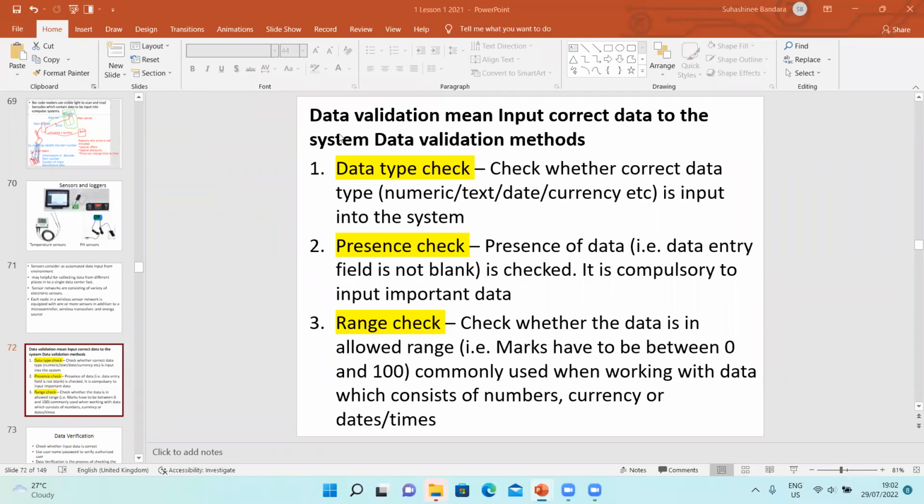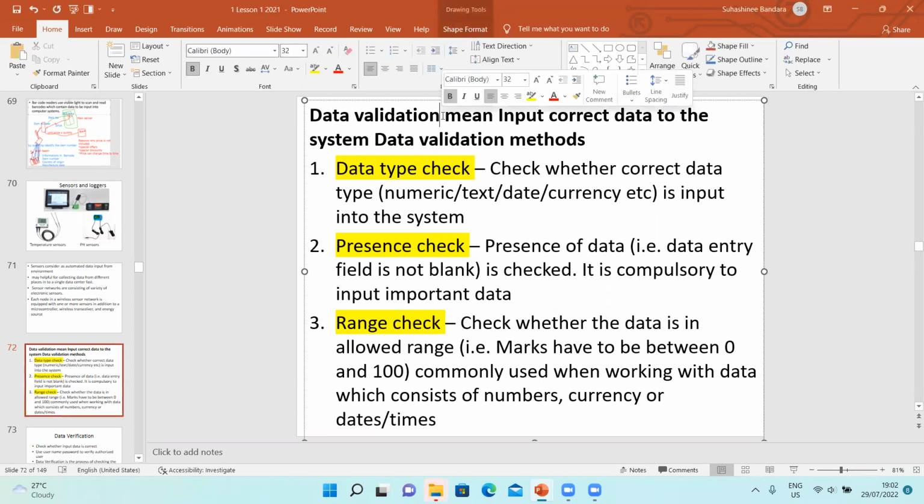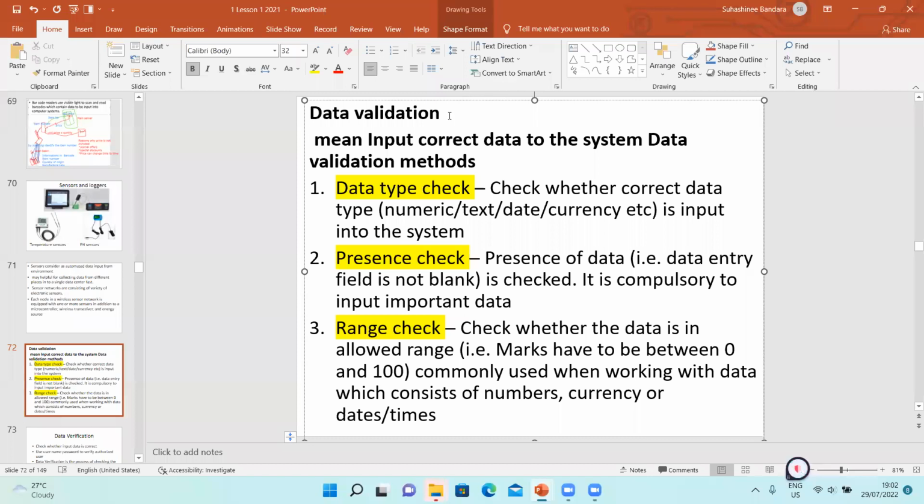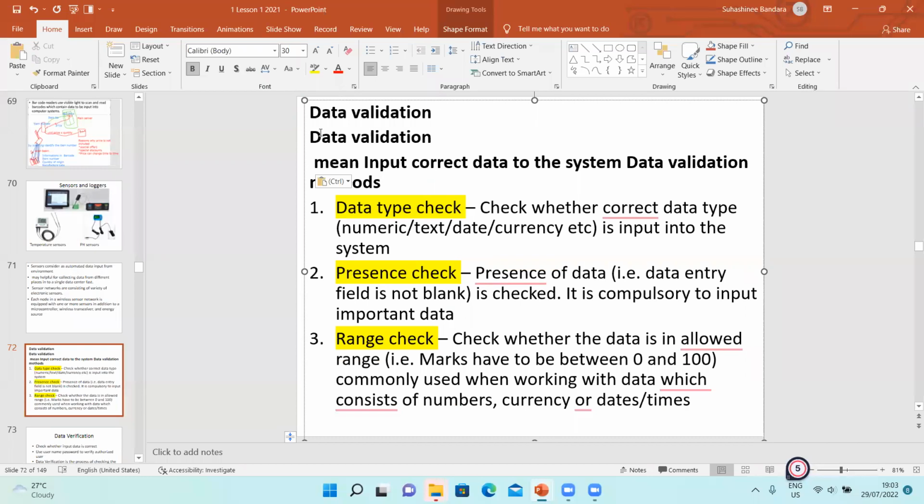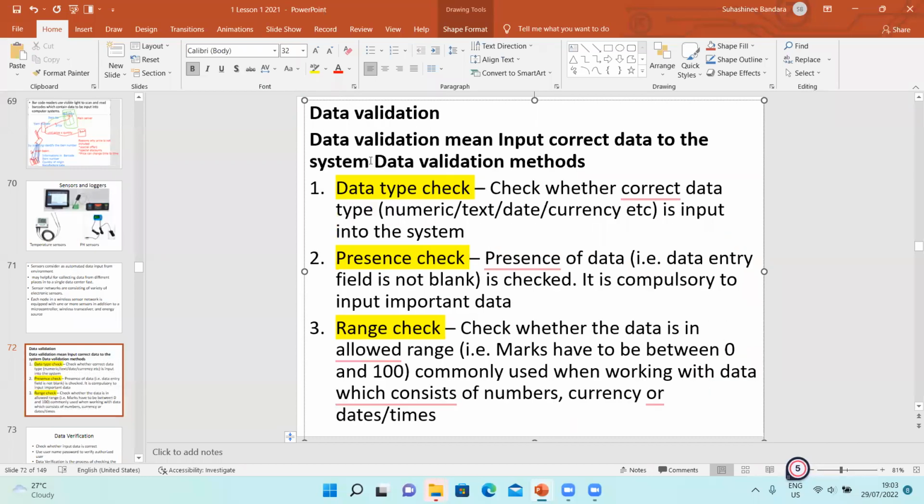Next one is data validation. Data validation means inputting correct data to the computer system. So the topic should be data validation. Now, data validation methods: when we consider the methods we are going to use for data validation.